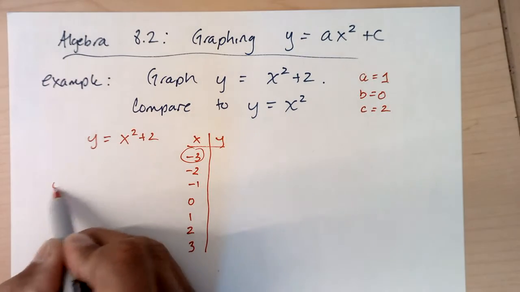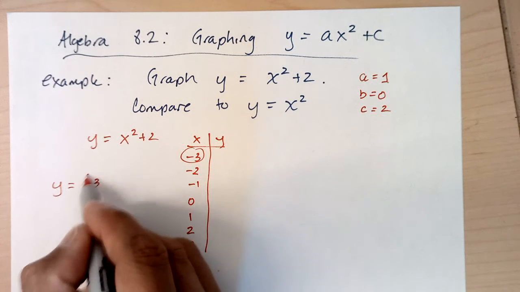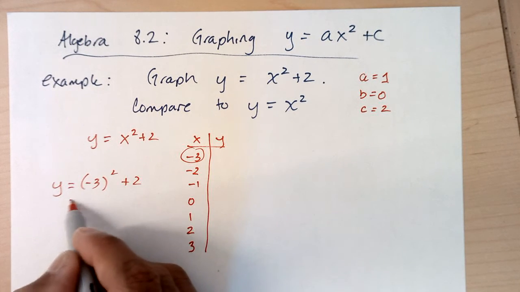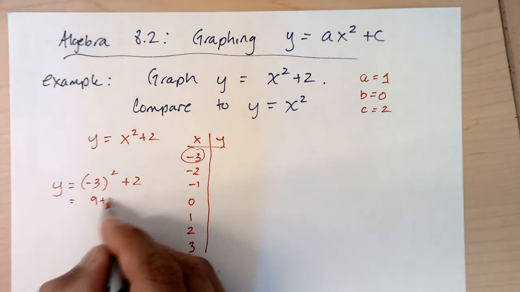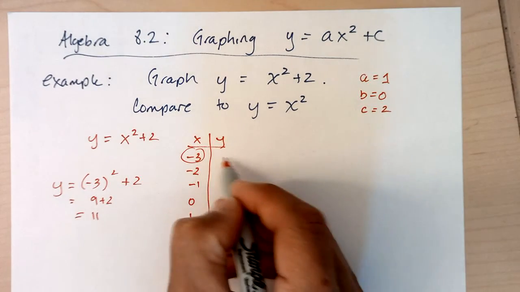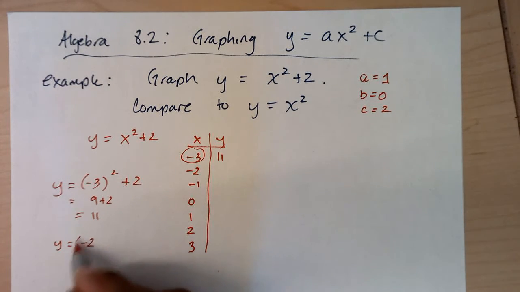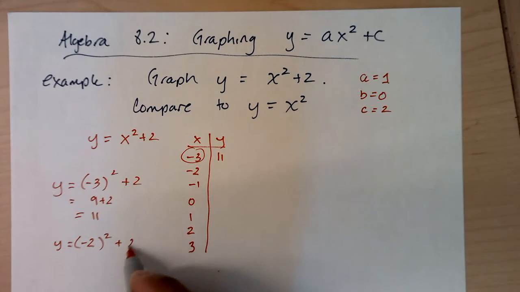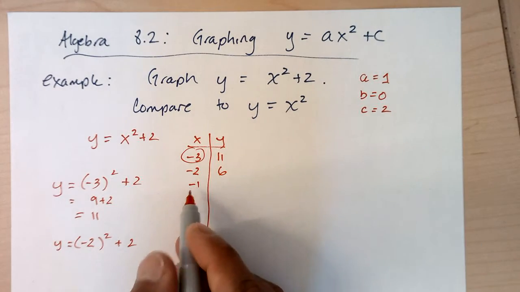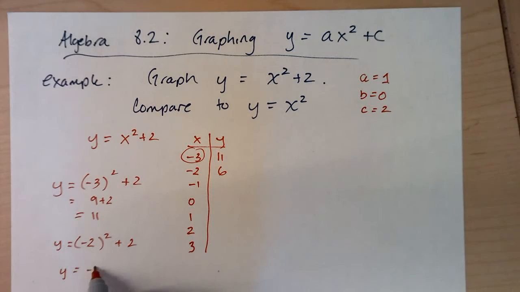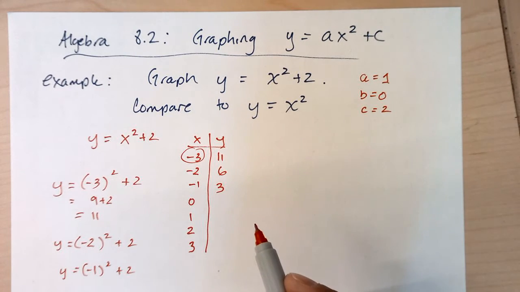Okay, so I'll show my work for some of these, maybe not all, but it's x squared, so -3 in parentheses squared plus 2. -3 squared is -3 times -3. That's 9 plus 2. So when x is -3, y is 11. Then I could substitute in -2. -2 squared is 4, and then plus 2 is 6. Then input -1. Y equals -1 squared is 1, plus 2 is 3.